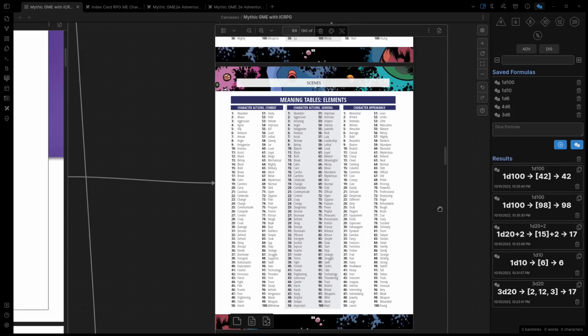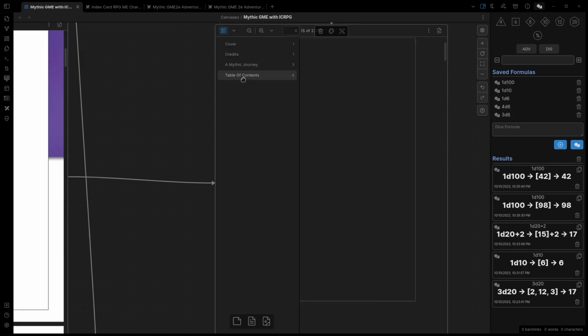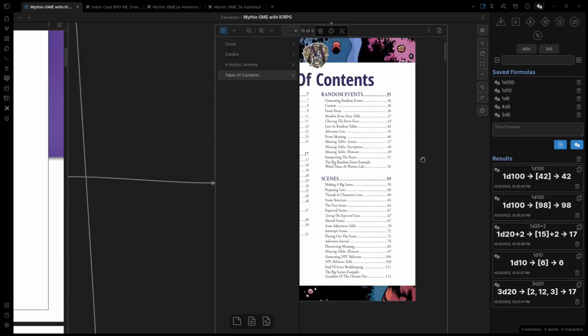So it seems like I'm going to have to make some survival checks to get to the power generator. Let's ask a fate question. And let's see what the fate chart has to provide me. So let's go to this table of contents. There's that fate chart.